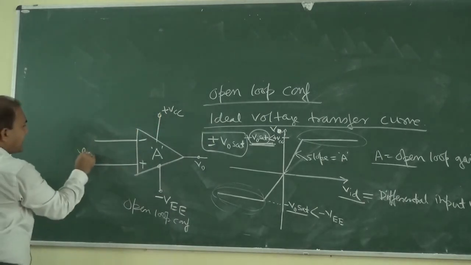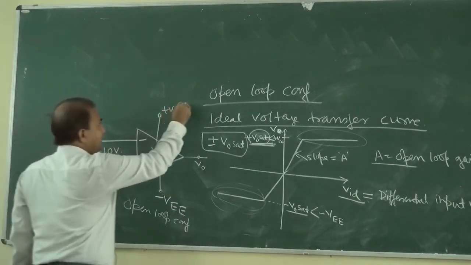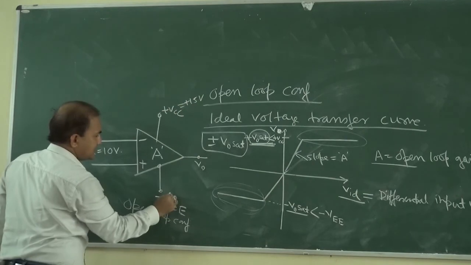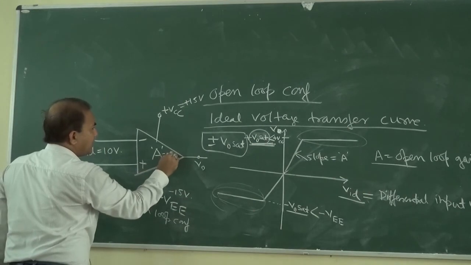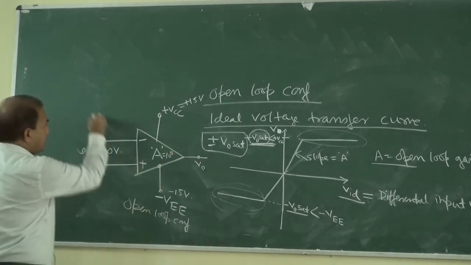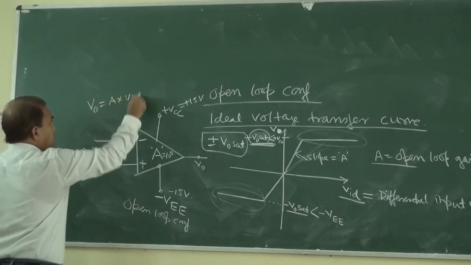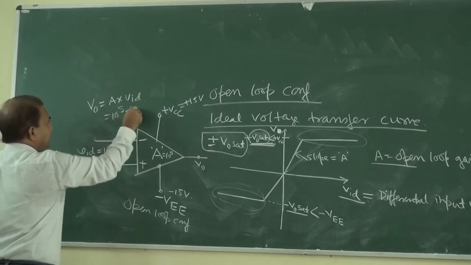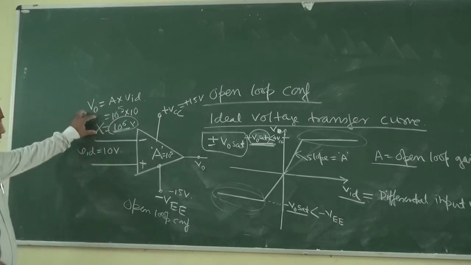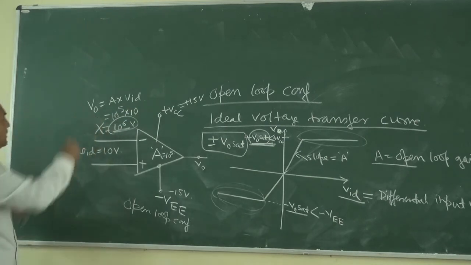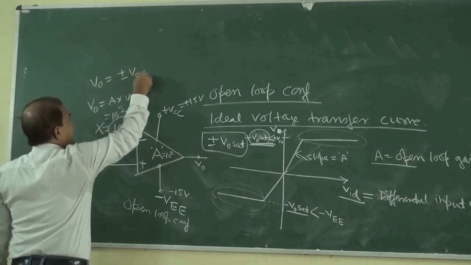Suppose VID is equal to say 10 volt, and here it is plus 15 volt and this is minus 15 volt. If A is equal to 10 to the power 5, then V output is equal to A times VID, so it is equal to 10 to the power 5 multiplied with 10 to the power 1, which is 10 to the power 6 volt. So this is not possible. It will saturate. V output will be equal to plus or minus V output sat.